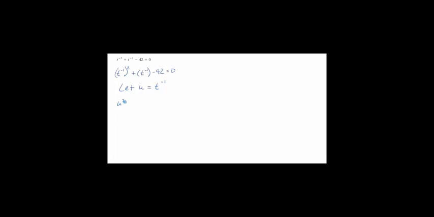Rewrite the equation in terms of u. Okay, and then we're going to have u plus 7, u minus 6. So u is negative 7 and u is 6. Put that into the let u statement. I have negative 7 equals t to the negative 1, and 6 equals t to the negative 1.